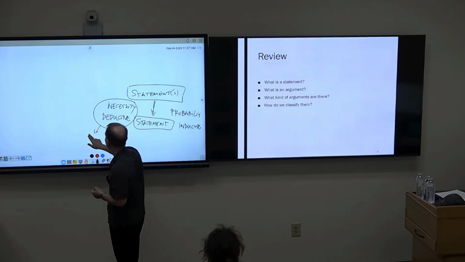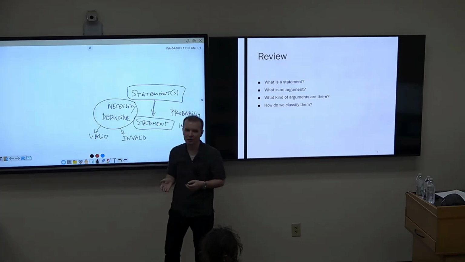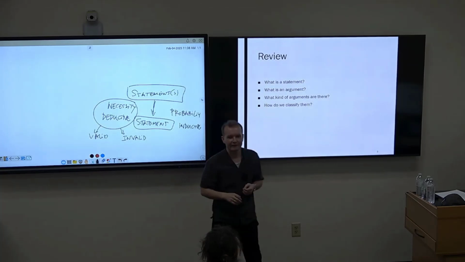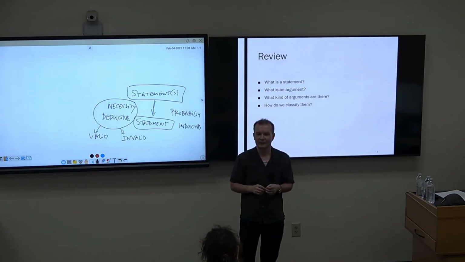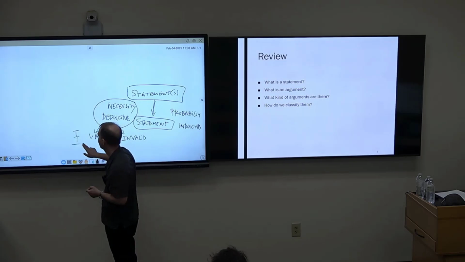They can be valid, they can be invalid. And what does it mean for an argument to be valid? That's probably the most important part. Assuming the premises to be true, what should happen? The conclusion should always be true. Exactly.